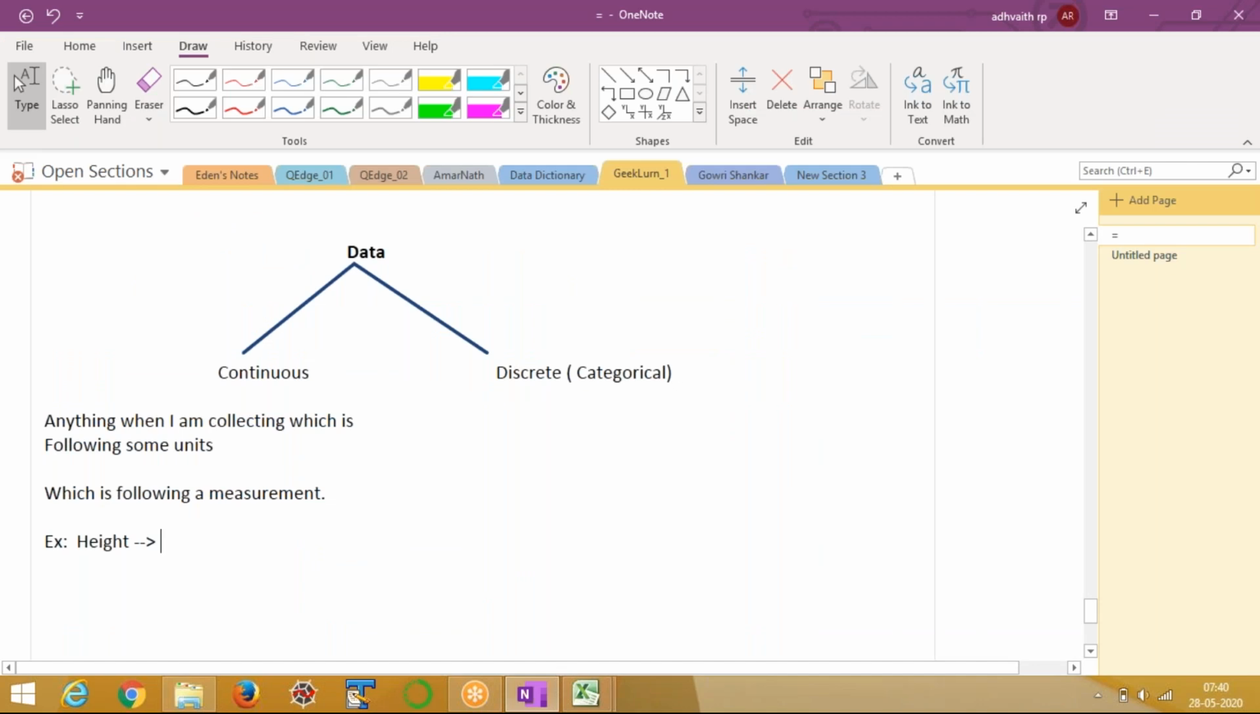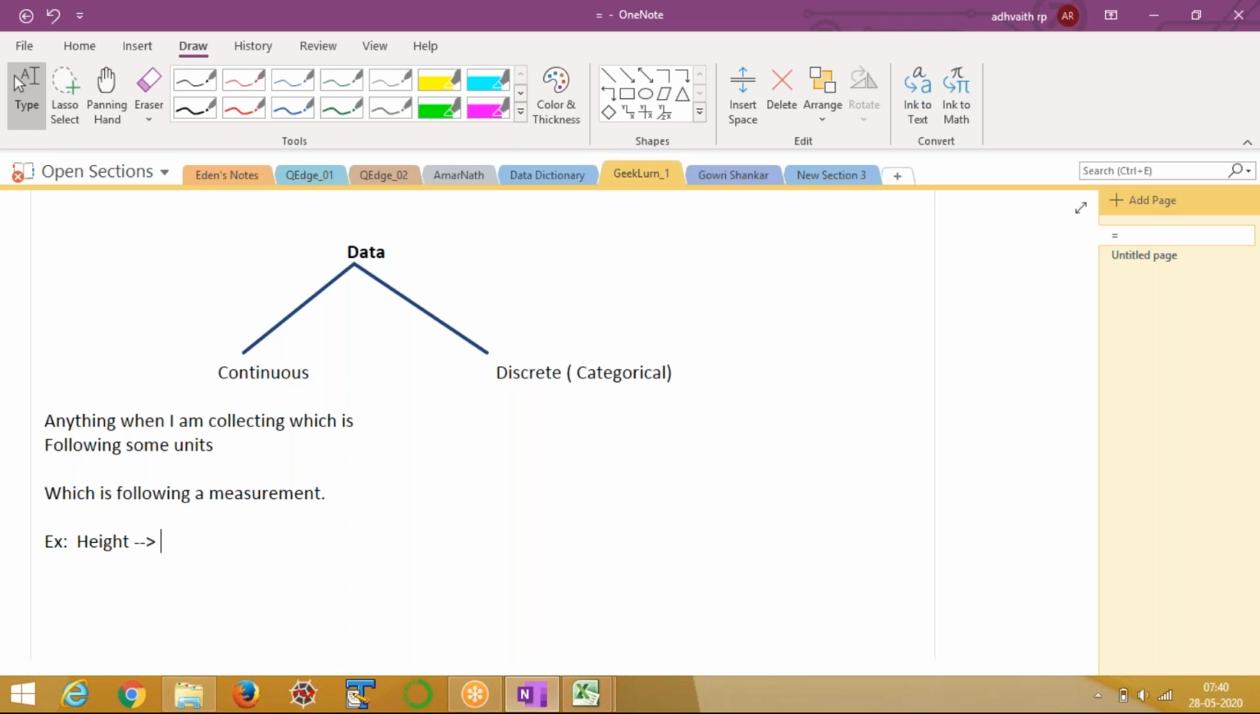You can also collect the height in feet, inches, or meters. That depends upon the instrument that you are taking in your hands. I'm not saying that you need to collect in centimeters. It's your choice how you collect it. But however you collect, you need to specify it: 165 centimeters or 5.10 inches.